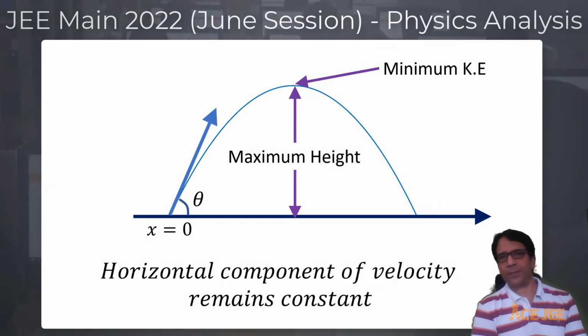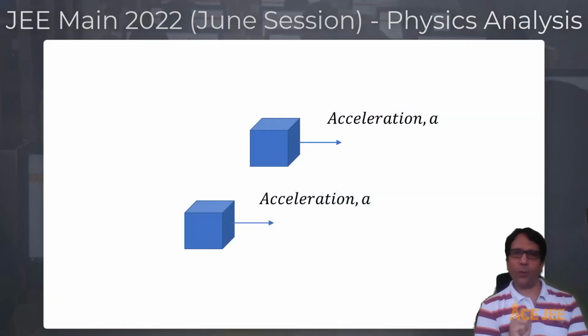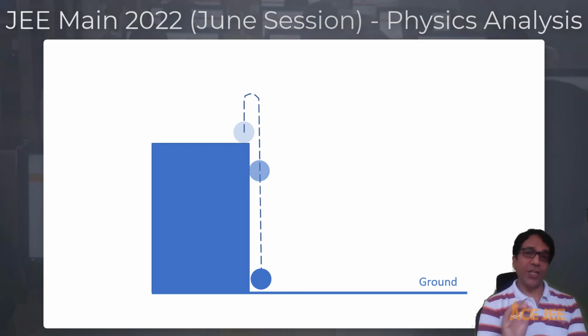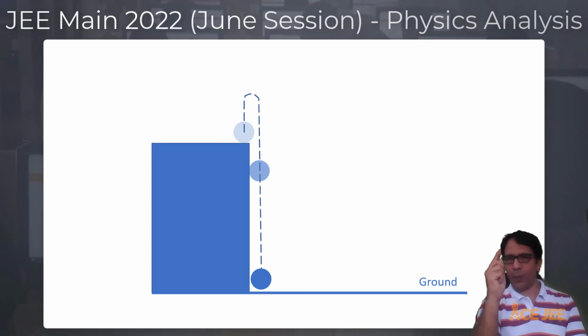Number 1, projectile motion. Number 2, one-dimensional motion, particle under constant acceleration, no change in direction, no complexity, fairly simple and straightforward. Next one, 1D motion with change in direction. For example, you threw the particle vertically upwards, so the particle is going to stop at some point and then come back. So it will be changing the direction of motion.